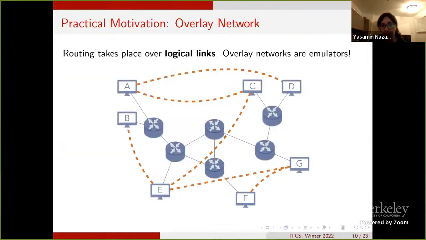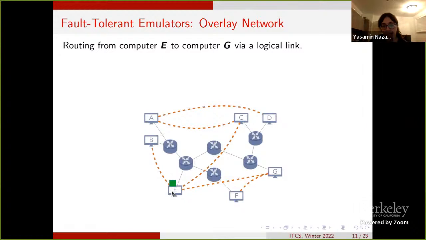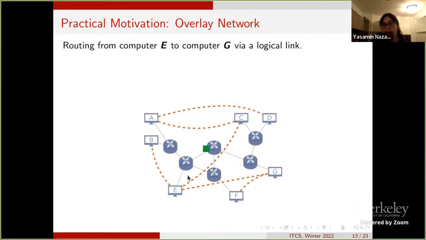So one practical thing that's very close to emulators is an overlay network. An overlay network is basically a set of logical links where routing in a network takes place along the shortest path on these logical links. And basically overlay networks are just emulators. So let me show you an example. Let's say we have this logical link between E and G, and what happens is that routing protocols basically forward a packet along the shortest path between the two endpoints of this edge.